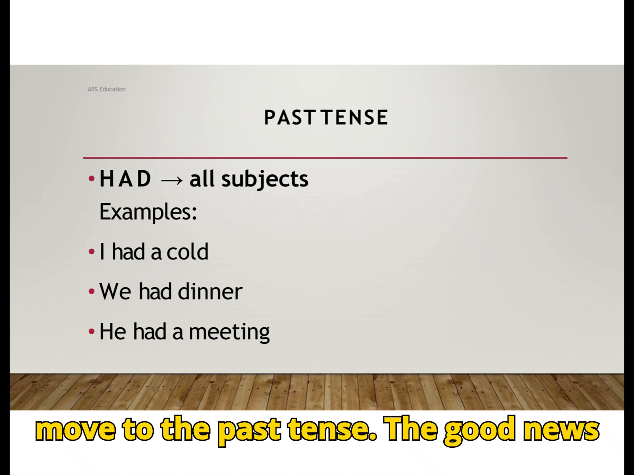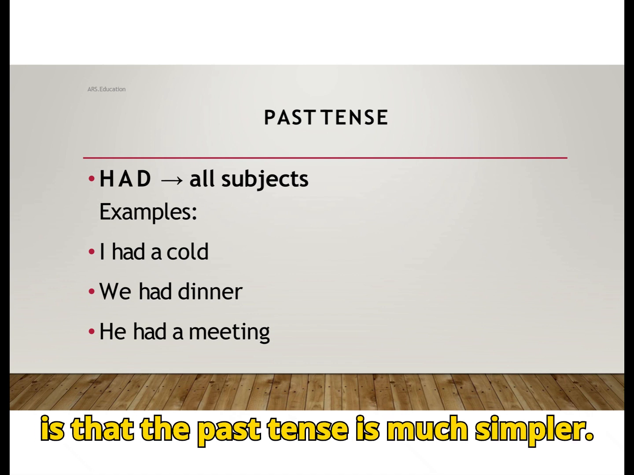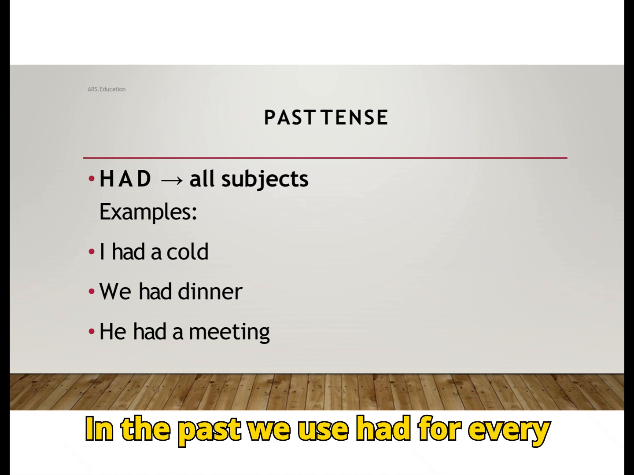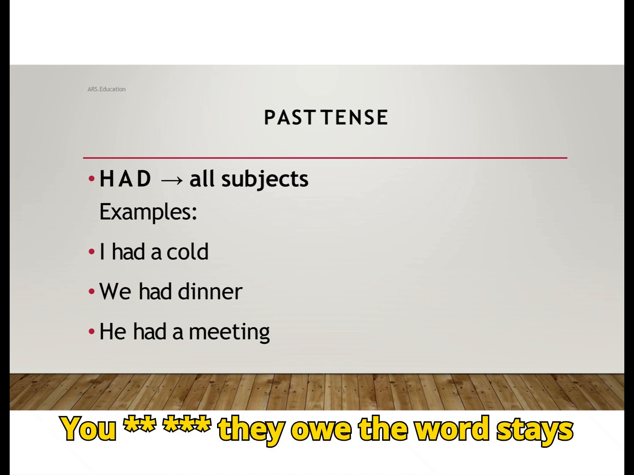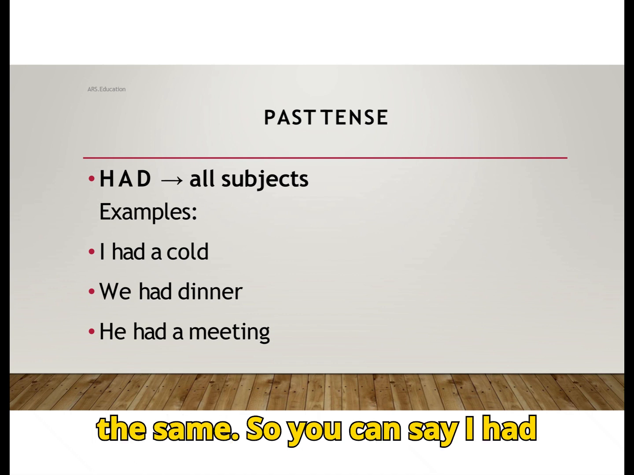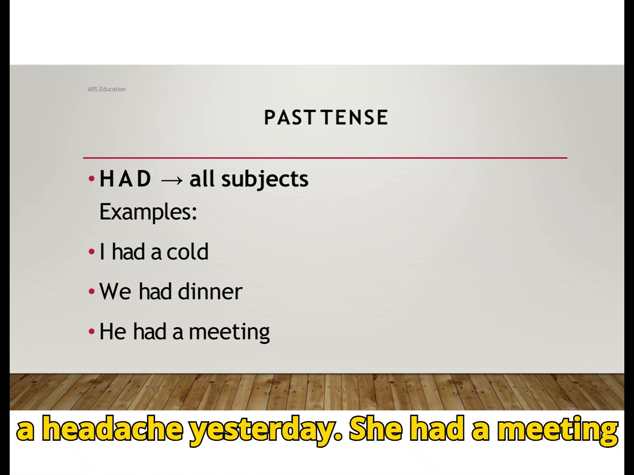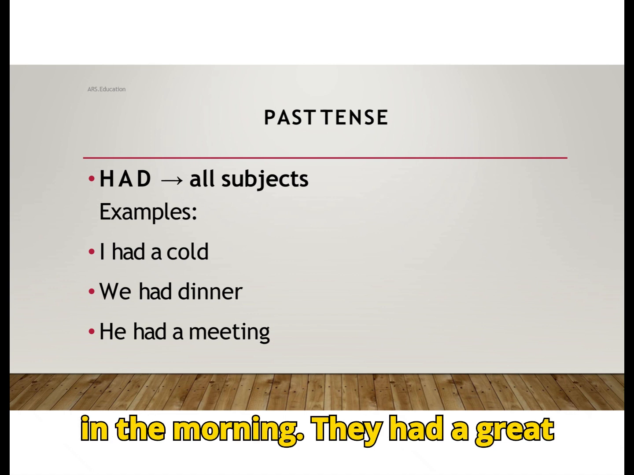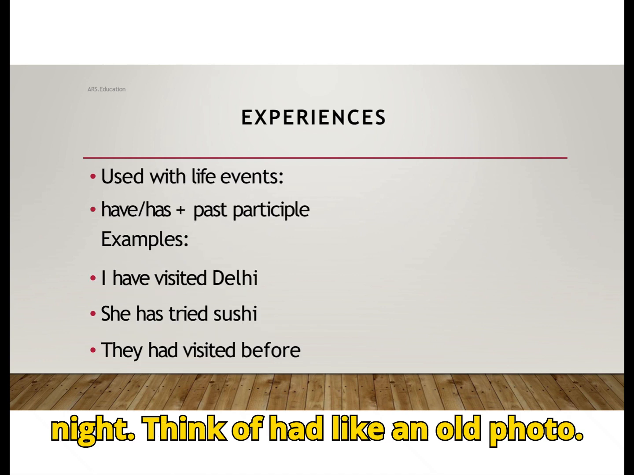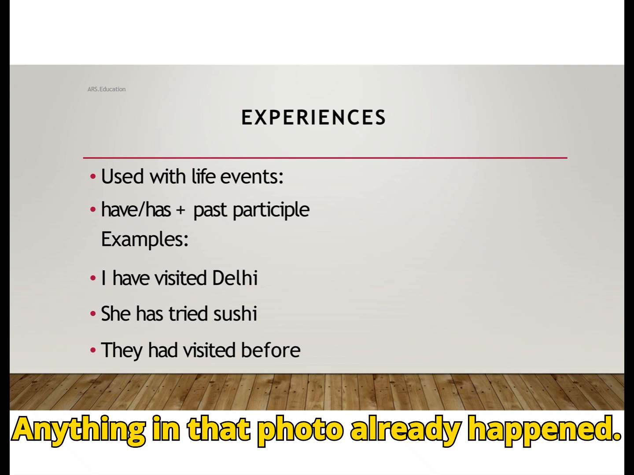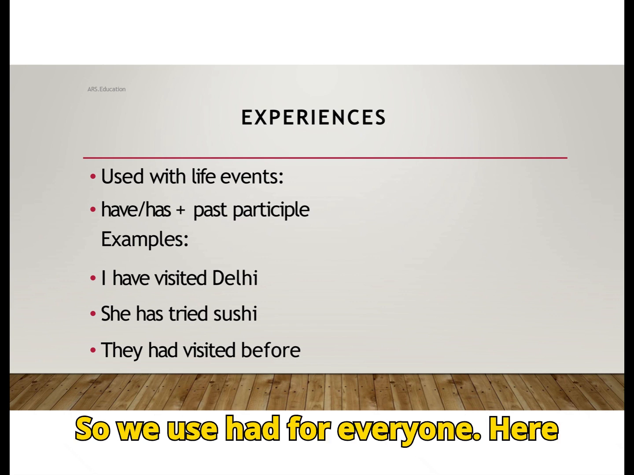Now let us move to the past tense. The good news is that the past tense is much simpler. In the past we use had for every subject. No exceptions. Whether it is I, you, he, she, they, or we, the word stays the same. So you can say I had a headache yesterday. She had a meeting in the morning. They had a great vacation. We had a small party last night. Think of had like an old photo. Anything in that photo already happened. So we use had for everyone.